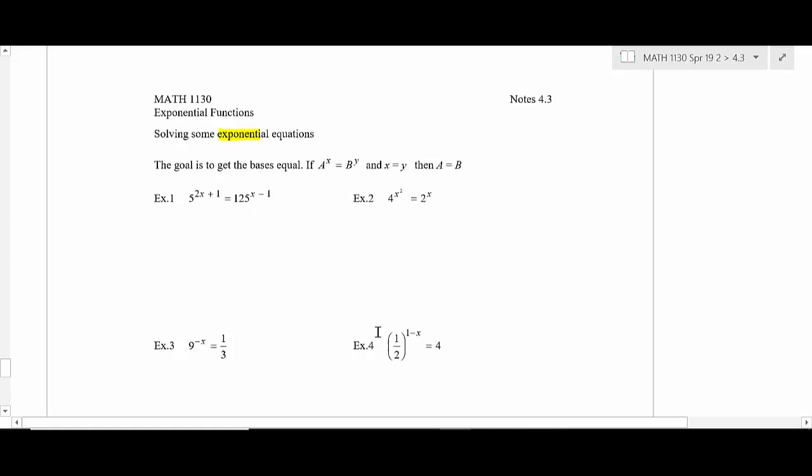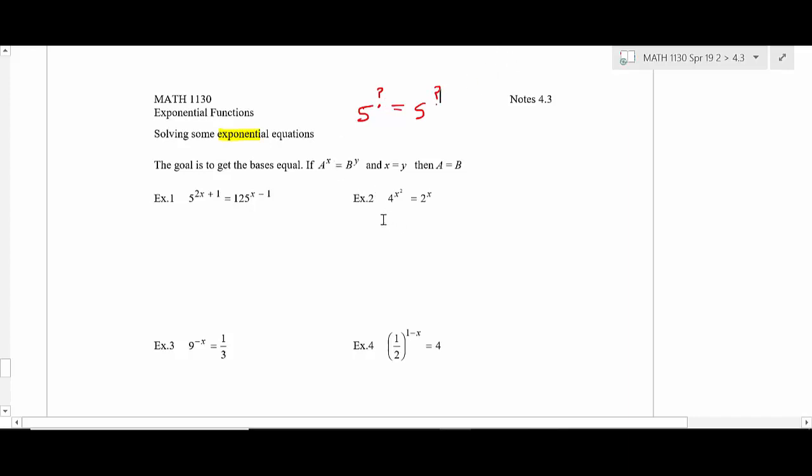These problems are designed a certain way. So what you're going to try to do on these problems is get the base the same. I'll just give you an example. Like on this first problem, we're going to have 5 to some power equals 5 to some power. And that's what you're going to try to do on all these problems.